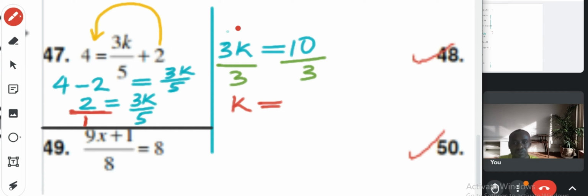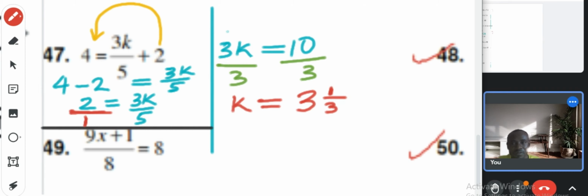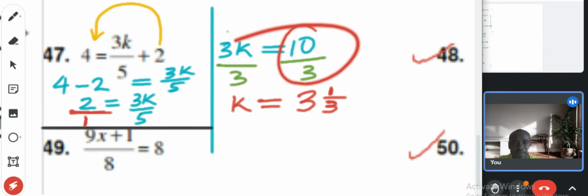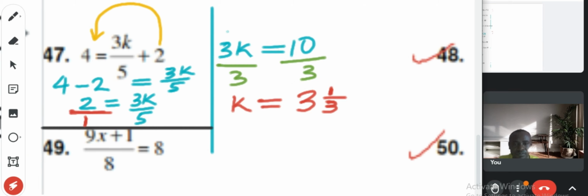k is equal to, what's 10 divided by 3? I think 10 divided by 3 will give you 3 whole number, 1 over 3, is it not? Do you understand? I mean 10 divided by 3, what will it give you? That's 3 remainder 1. That's 3 whole number, 1 over 3, which is the answer.